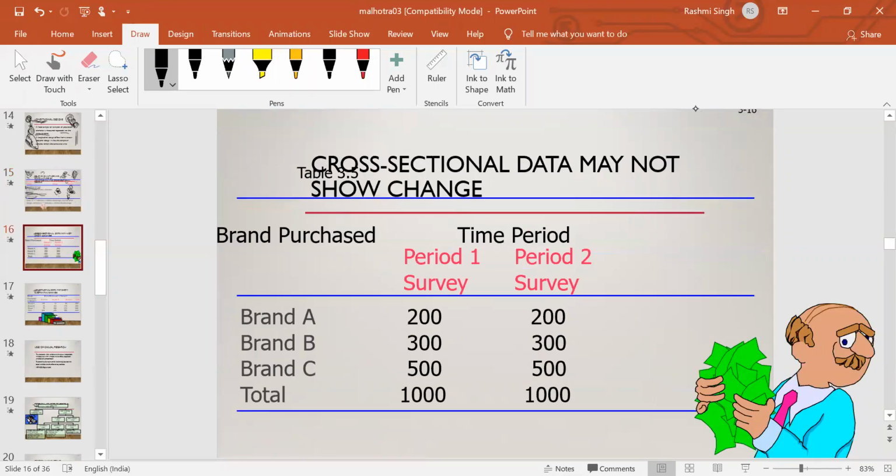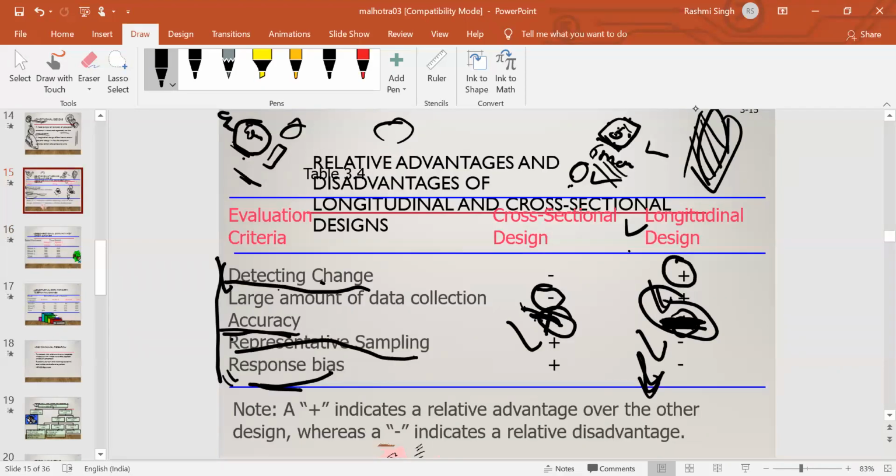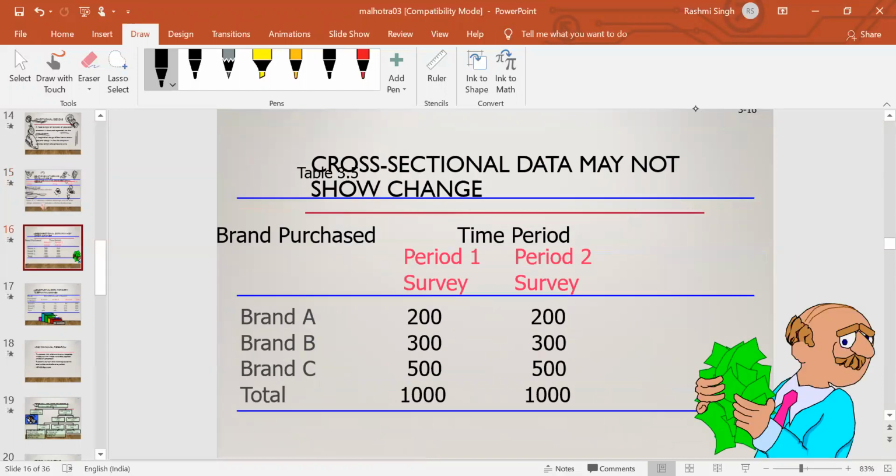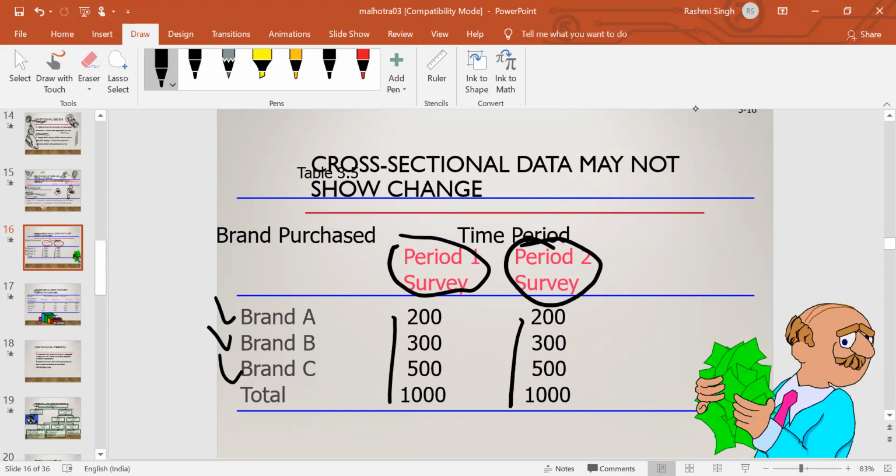Good. Now see, what I said: in case of longitudinal research design you can detect the change, but in case of cross-sectional you cannot. So this is the example. The cross-sectional data may not show change. Let's say there are time period 1 survey and time period 2 survey, and these are the brands purchased: brand A, brand B, and brand C. So these are the things that you can get.